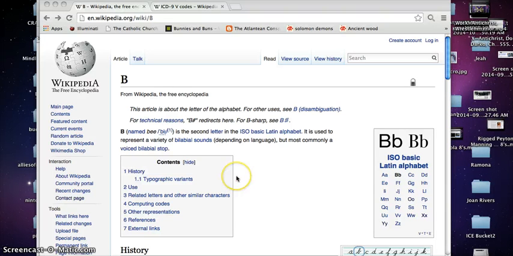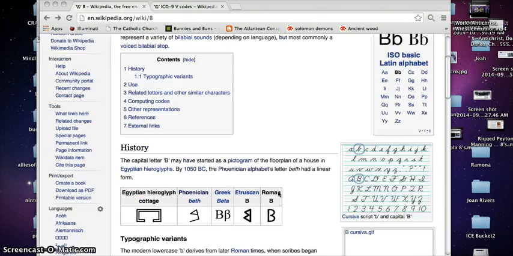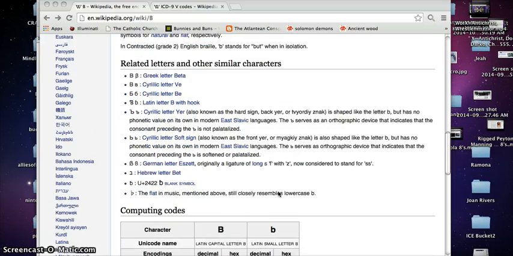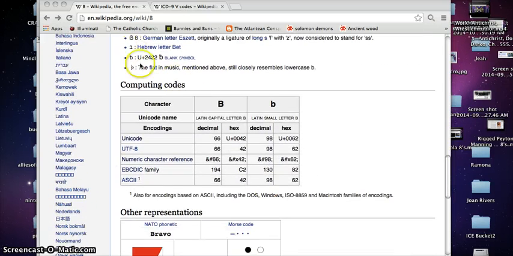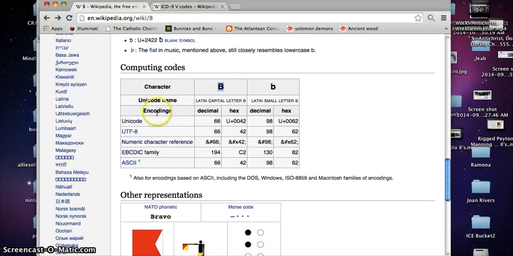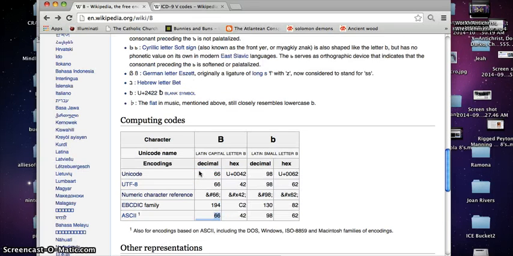And here's a quick look at the letter B on Wikipedia. You scroll down here, and it says computing codes, and it has the capital B, and it shows all these encodings. And the decimal for an uppercase B, look at every one of them: 66, 66, 66. There's 194, and then 66. I find that weird.